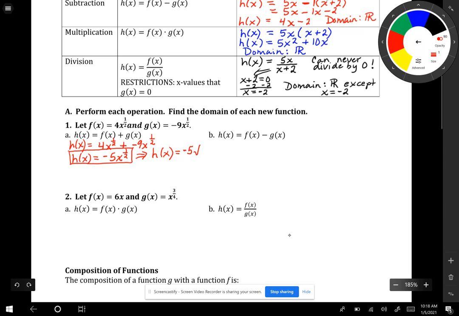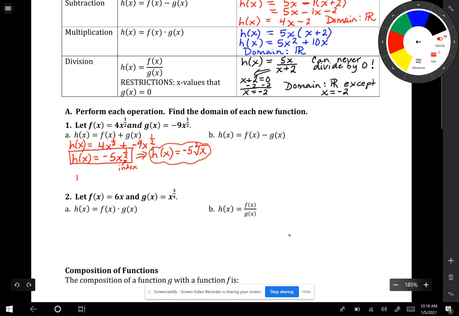And the base goes inside, and notice the 2 is the index. So this is your index, so it's going to go outside. And for square root, you don't even need to put the 2 there because we know it's a square root. So that will help you. This actually helps us come up with the domain.